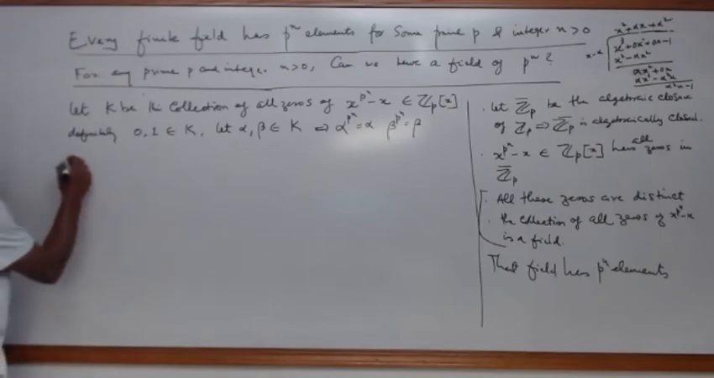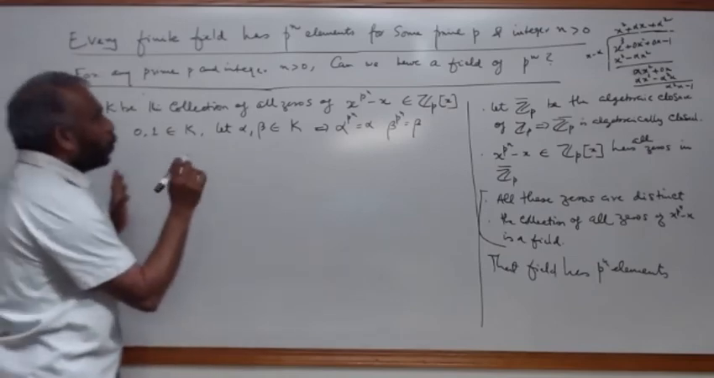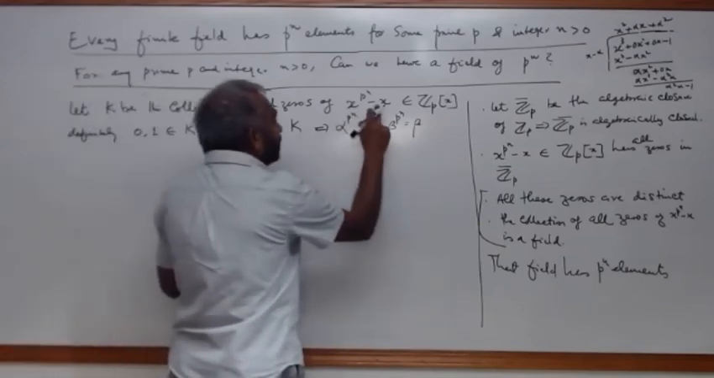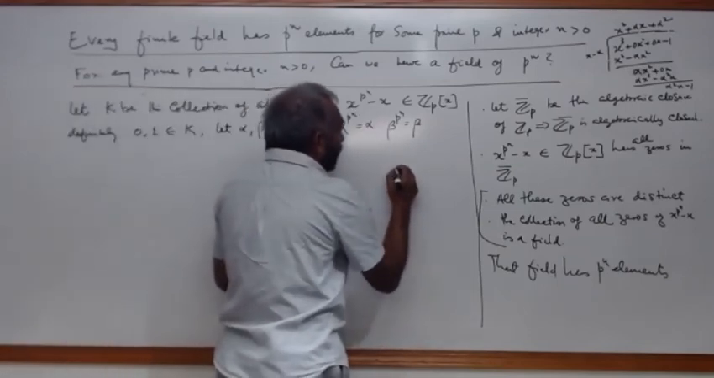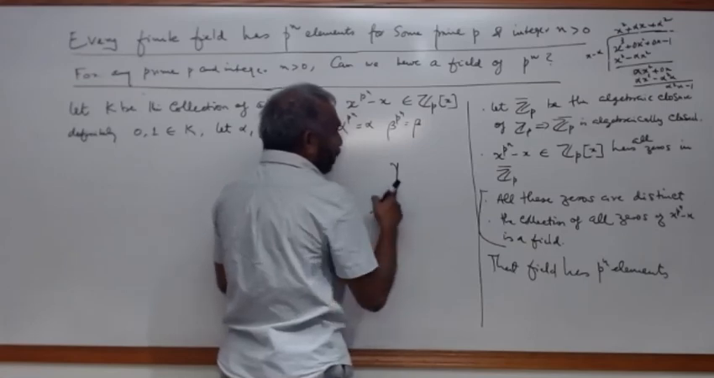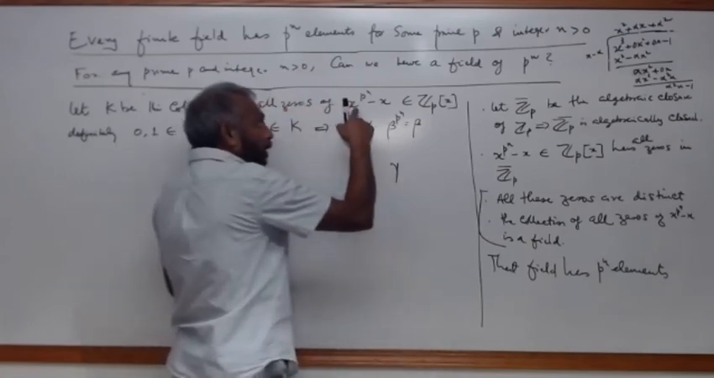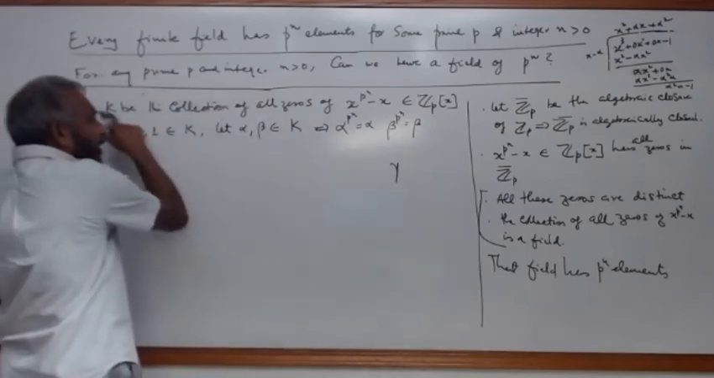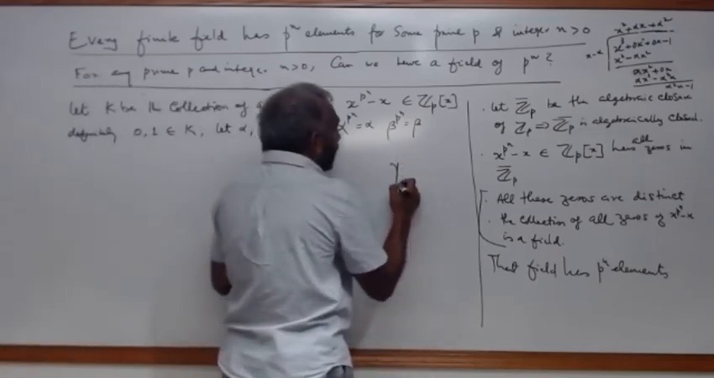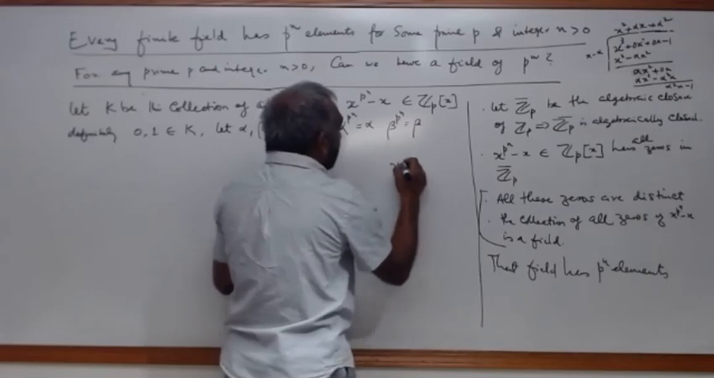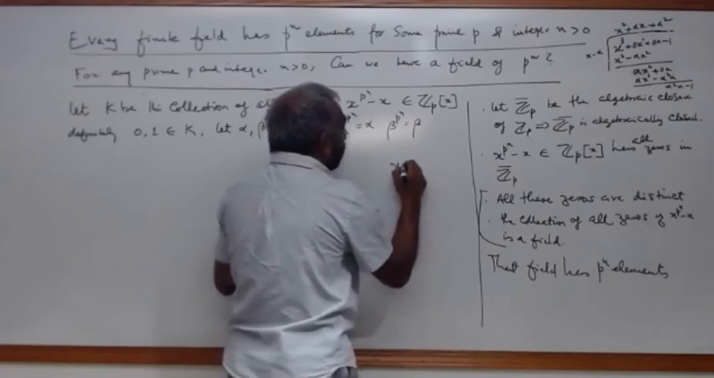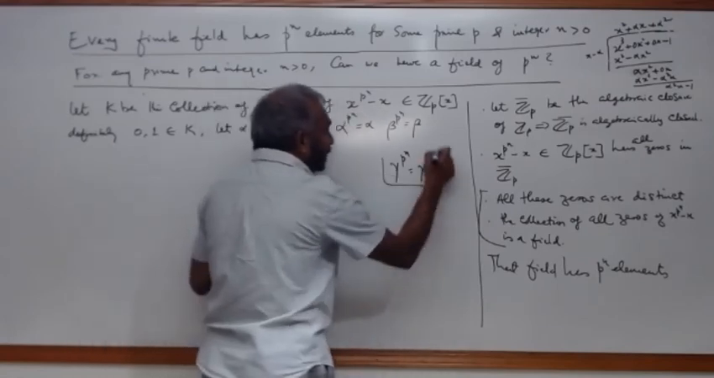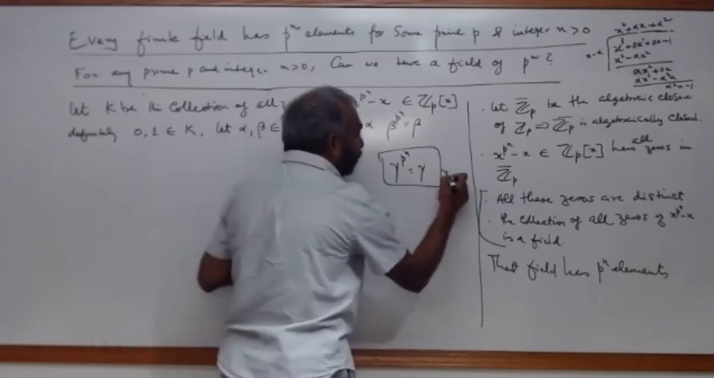Now let us see what is the condition for an element to be a zero of this. If you want to prove gamma is a zero of this, or gamma is an element of here, we need to prove that gamma to the power of p to the power of n is equal to gamma. If this condition is satisfied, gamma belongs to K.